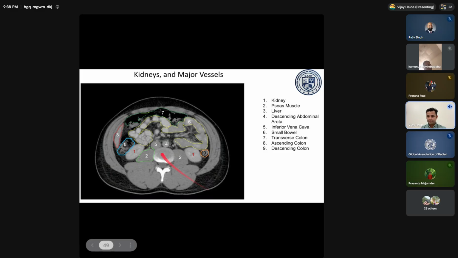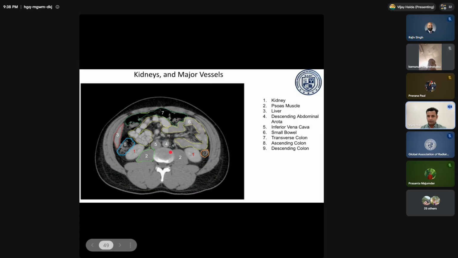Other major vessels: fifth is the inferior vena cava and fourth is the descending abdominal aorta. Clearly we can see them here. Eighth number is the ascending colon, and ninth number is the descending colon. So food will enter from the stomach, then the duodenum, then inside the small bowel, and from the small bowel to the ascending colon, then at the upper level to the transverse colon, and from the transverse colon it will be transported to the descending colon, then the sigmoid colon and rectum.